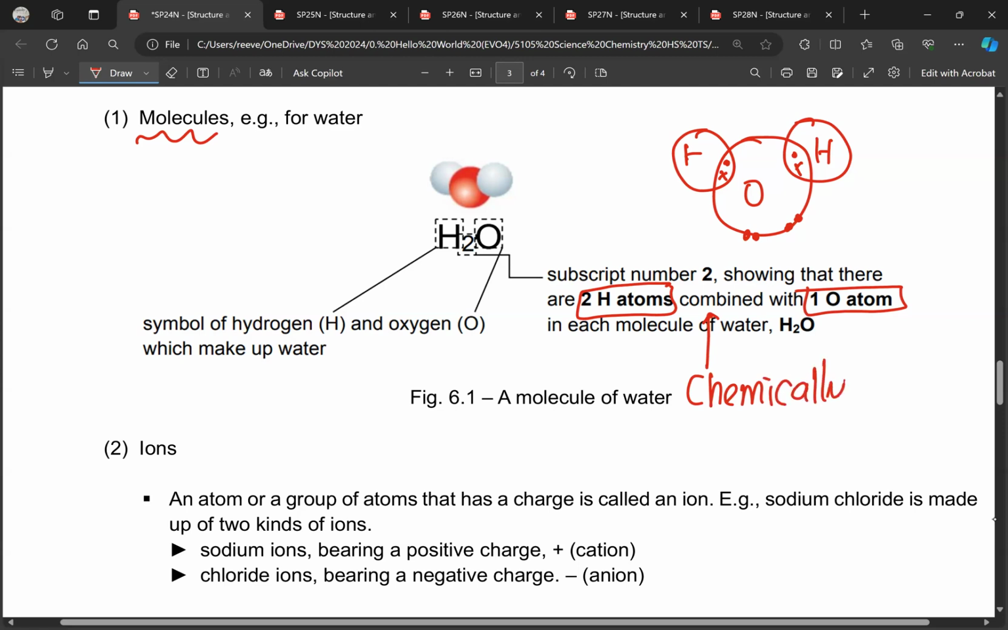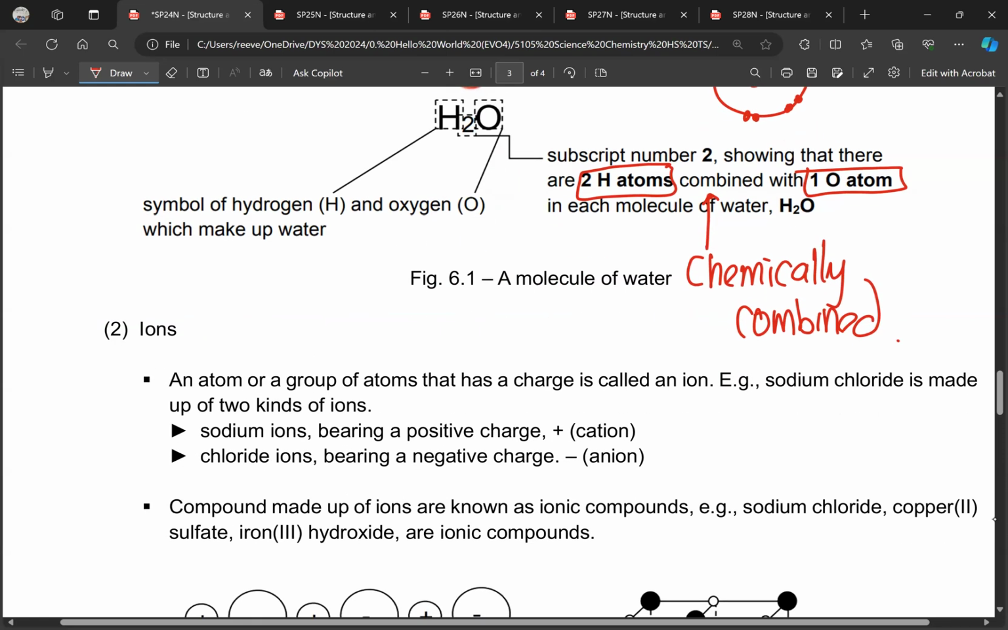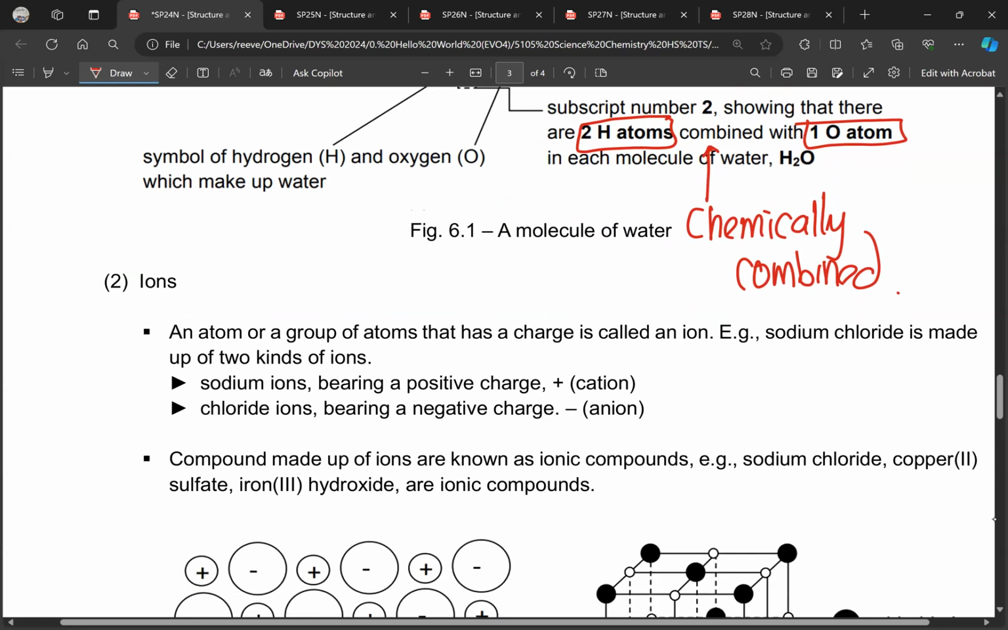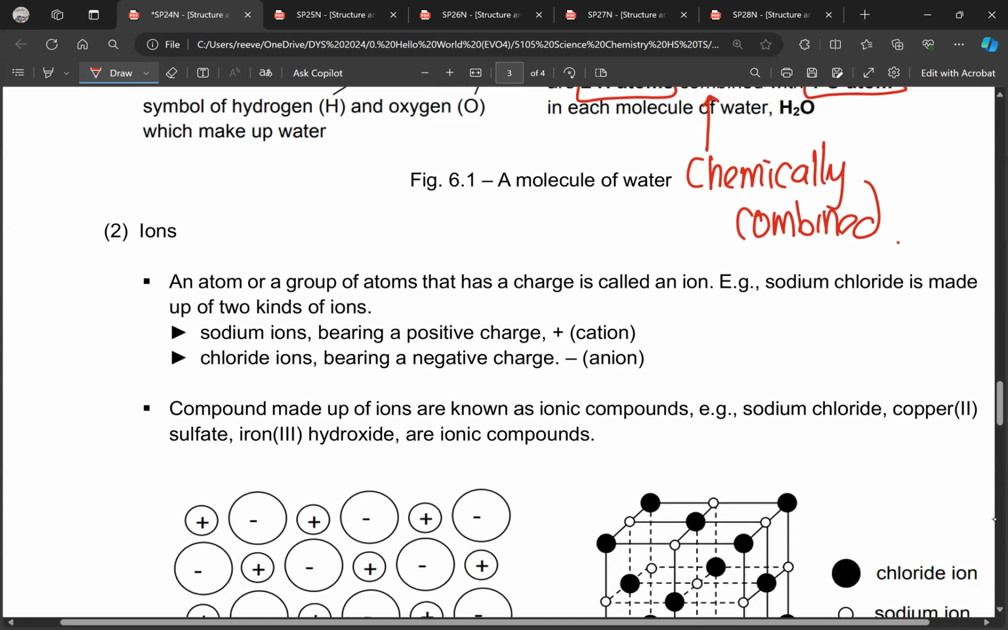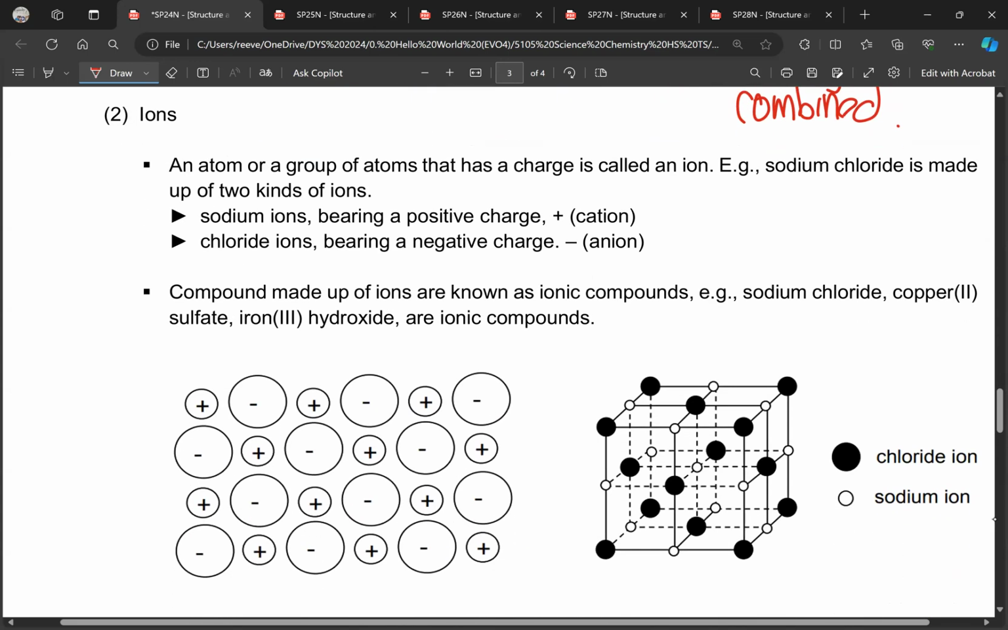Guys, the keyword is very important. If not, the hydrogen and oxygen just float in the air, it will never give you water. You need to chemically combine them. So that is how you form a compound, a molecule of water. Or the compound can consist of ions. Example, positive charge ion, negative charge ion. You still remember my ionic bonding?